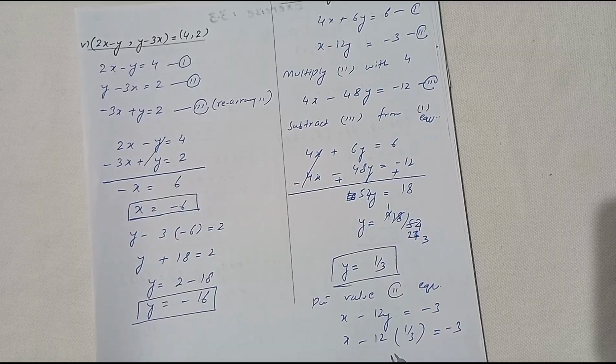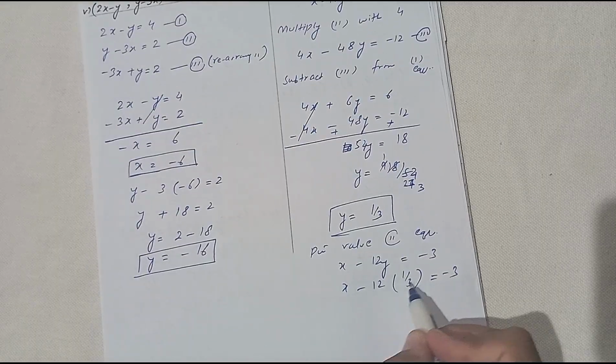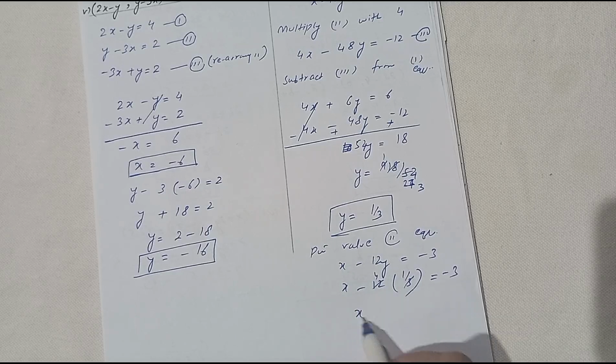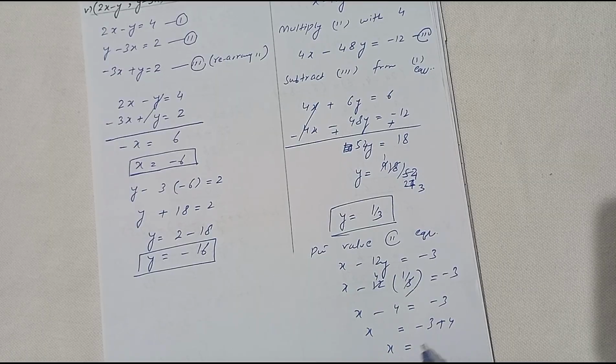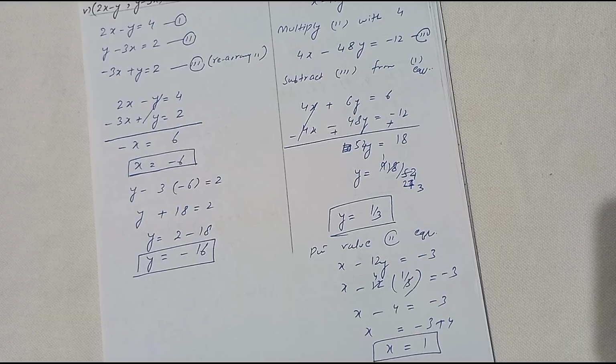12 and 3 cancel with the table of 3: 3 1s are 3, 3 4s are 12. x minus 4 equals minus 3. Minus 4 is added on the other side of the equation. So the value of x equals 1.